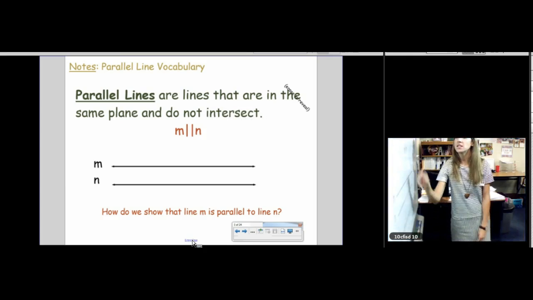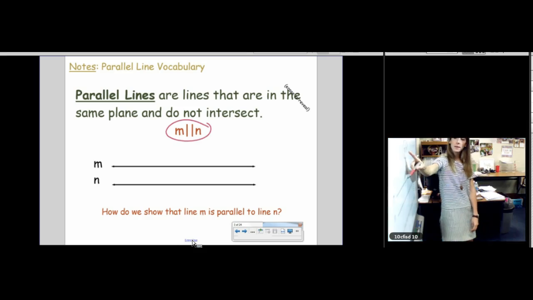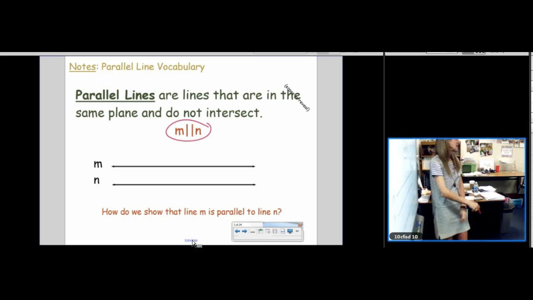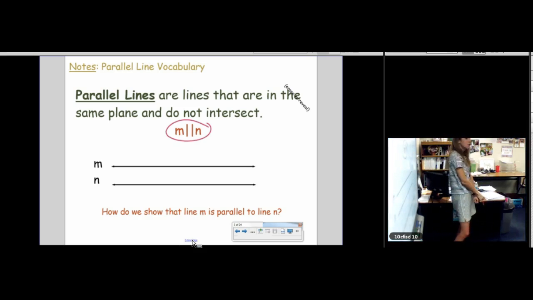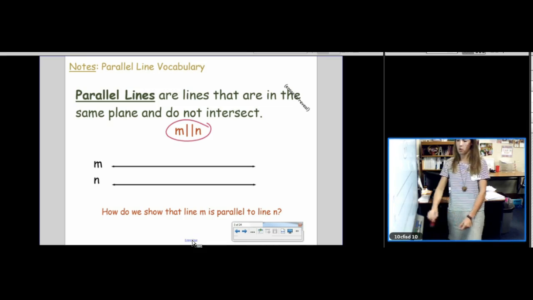Very good. Here's the notation we use. This means M is parallel to N. And you don't have to write the word parallel. You get to use a symbol. That's what's great about math. We have lots of symbols, and we get to be lazy. We don't have to write out the words. You have my permission to not write out the whole word.